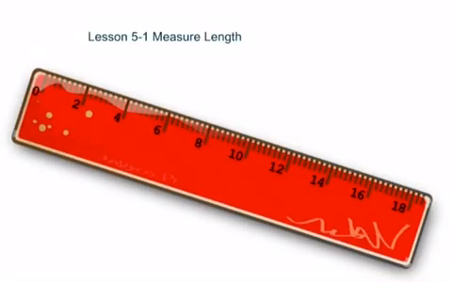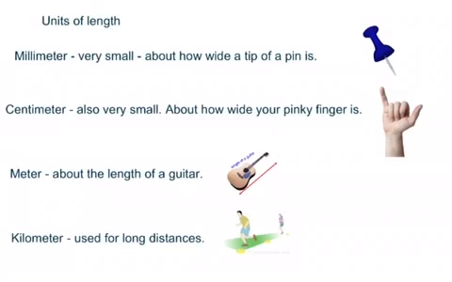This video is for Math Expressions, Chapter 5, Lesson 1, which is about measuring length, but this is more the metric system, so more the centimeters, meters, that type of stuff. And the units of length that we're going to be talking about in this lesson are millimeters, centimeters, meters, and kilometers.